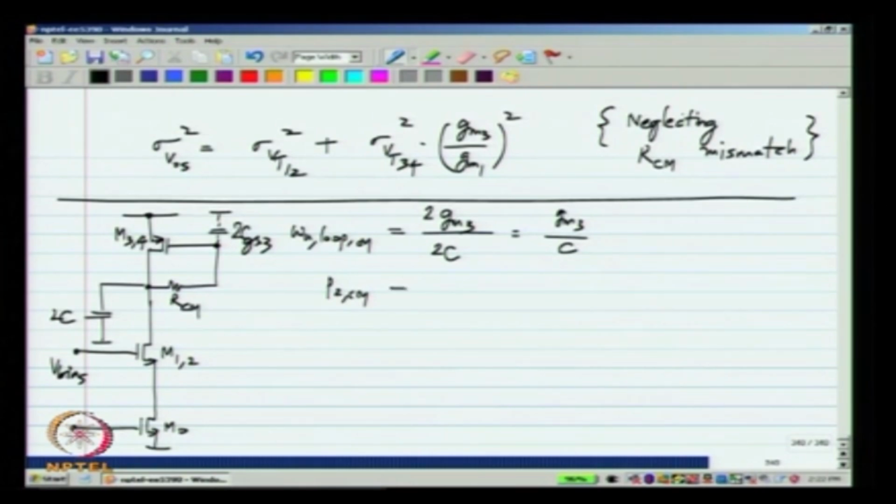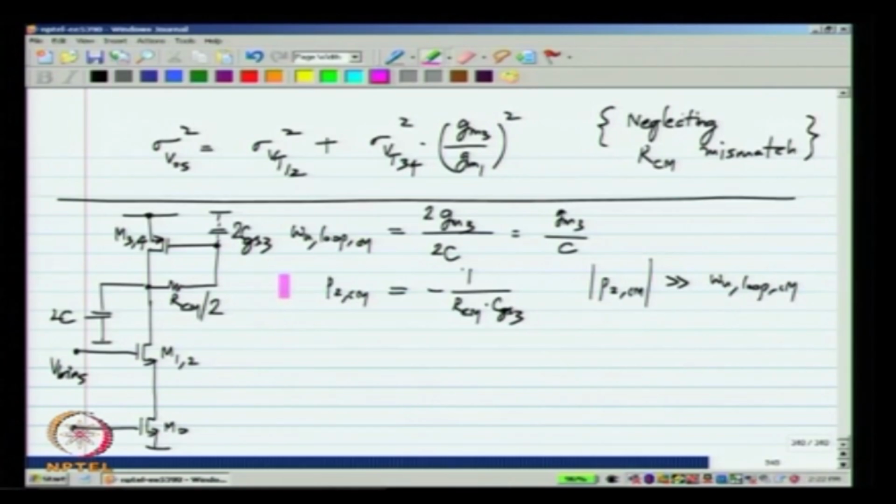Okay. So, this is, and the left half plane of course, at minus, sorry, this is RCM by 2 times CGS3. Okay. And we would like this to be at a frequency much more than the unity loop gain frequency. Otherwise, what happens is when you have a common mode excitation, the output will ring. Okay. Now, there is a way to fix this, and that is to have a capacitor CCM across RCM.